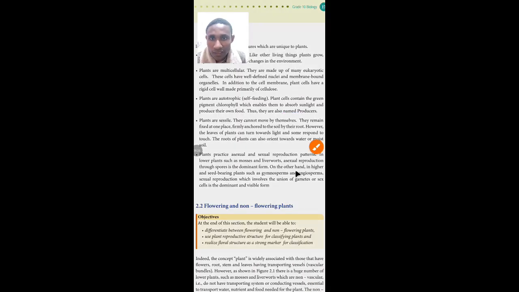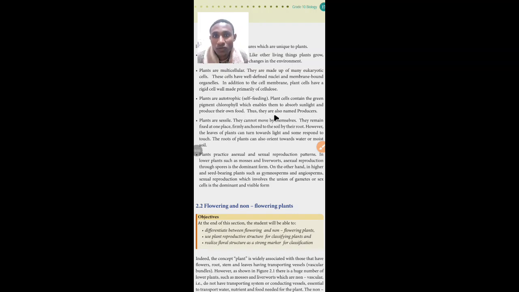Next, the plants are what? Sessile. The plants are sessile. Sessile means they are not actually moving, or they do not move from one place to another place. Plants have a movement, but the movement is in one place. So plants are not movable like humans or animals from one place to another, but they have a movement which is known as tropism.